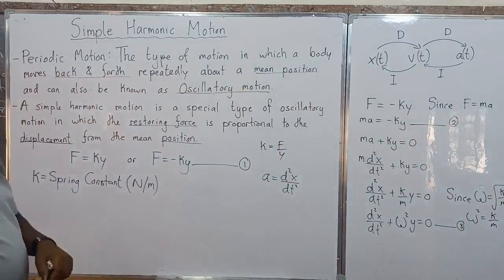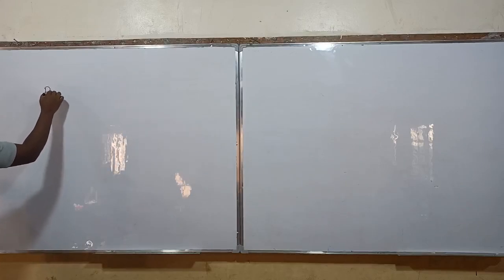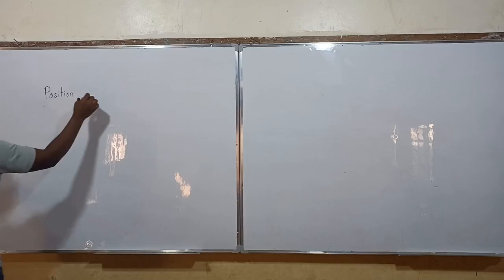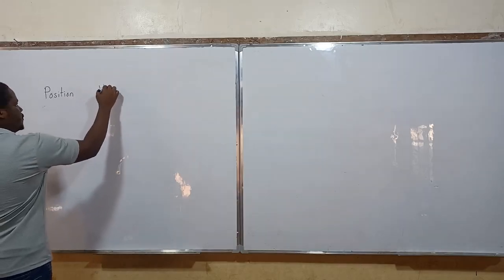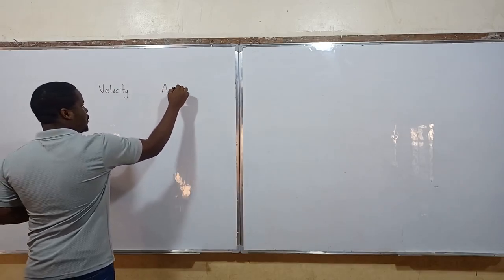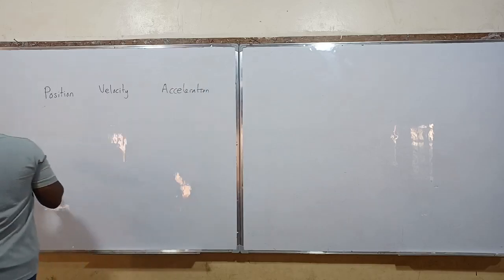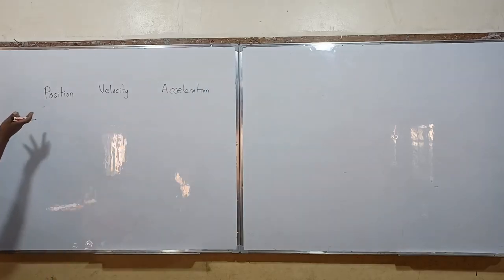So now let's break down exactly what is happening. What is angular frequency? Where is it coming from, and how can it be used further? So let's break it down. We said there are three things: position, velocity, and acceleration.